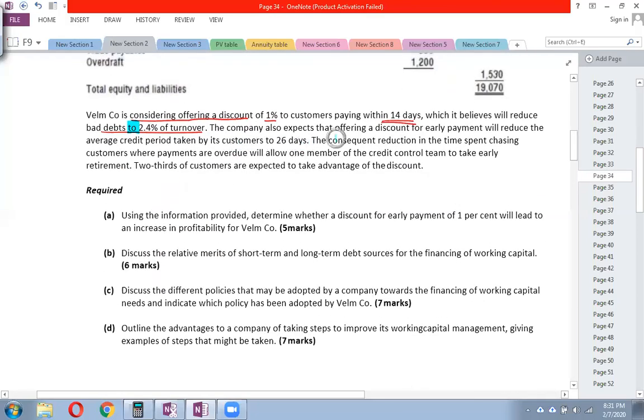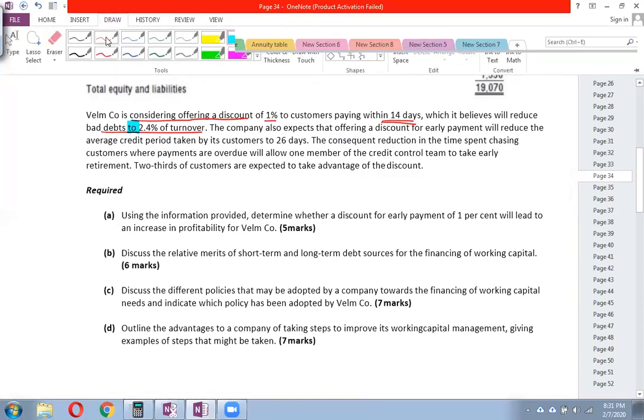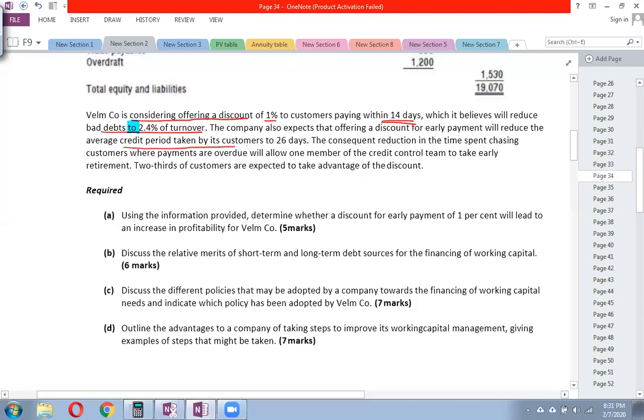The company also expects that offering a discount for early payment will reduce the average credit taken by the customer to 26 days. That's the average receivable days. You remember, we calculated that before in the previous question, but now we are given the average receivable days, so we don't have to worry about it.